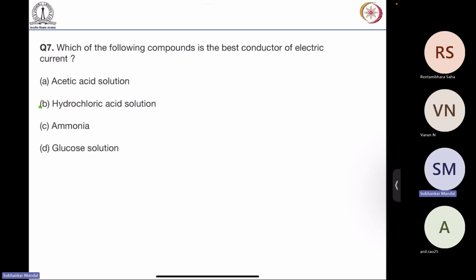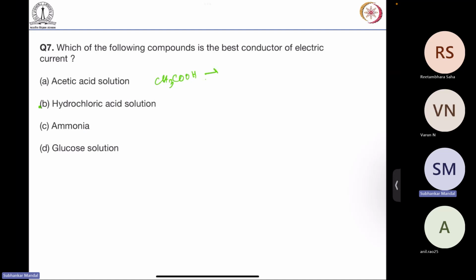Why hydrochloric acid, not acetic acid or ammonia or glucose solution? Can anyone tell? Mobility of H plus ions will be more. Okay, mobility in acetic acid also, H plus ion is there, is it not? Acetic acid, CH3COOH, is a weak acid which partially dissociates.